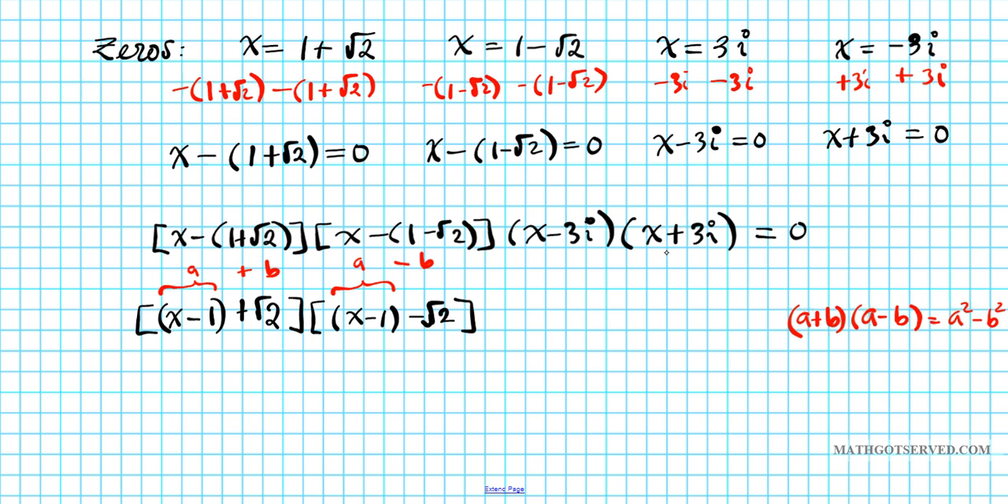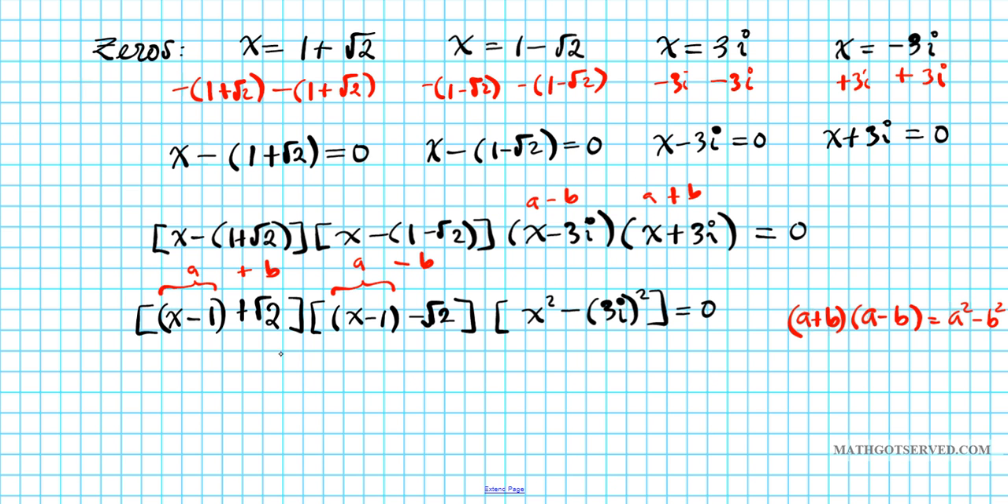So let's go ahead and multiply this out. We can use this formula here because we have a minus b times a plus b again. So what does that expand into? It expands into a squared minus b squared, which is 3i squared, equals 0.